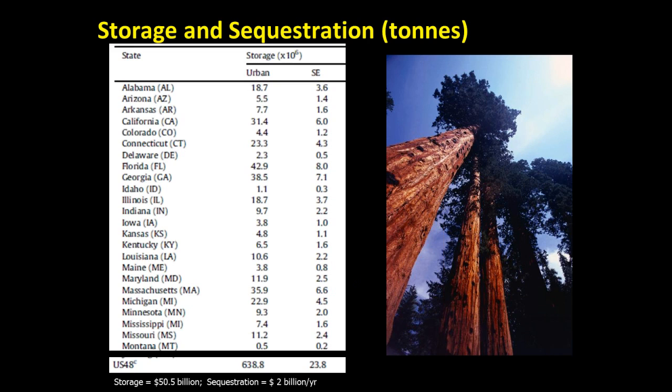What we find in the United States for that same area, that storage is worth about $50 billion in current storage that's in the forest itself, that 35% canopy cover in the urban areas, and annual sequestration as the trees are growing are taking out another $2 billion worth of carbon per year.